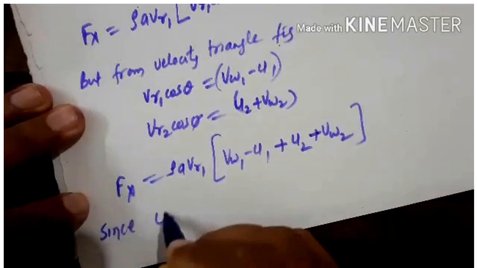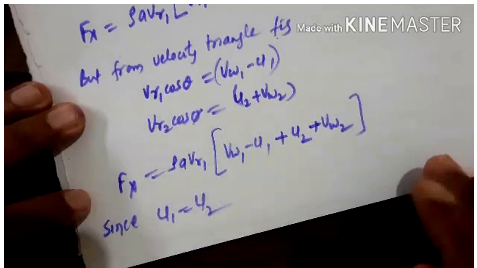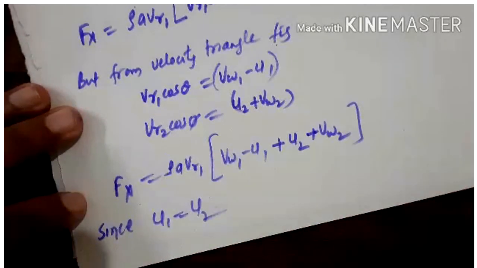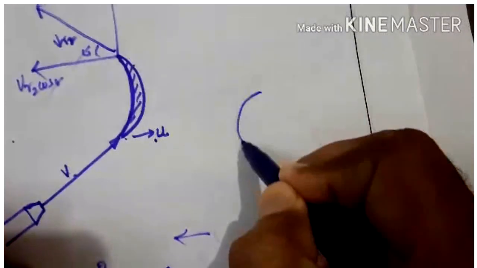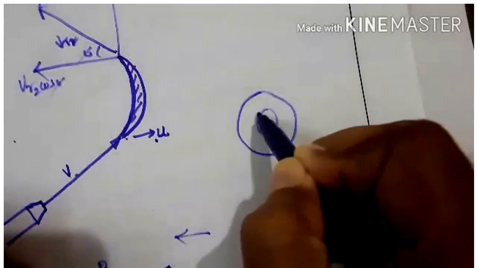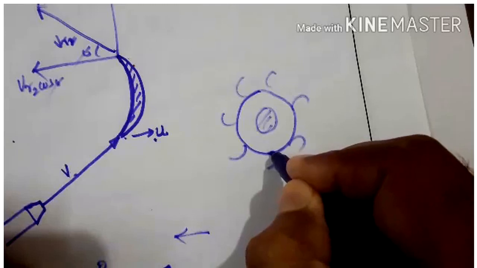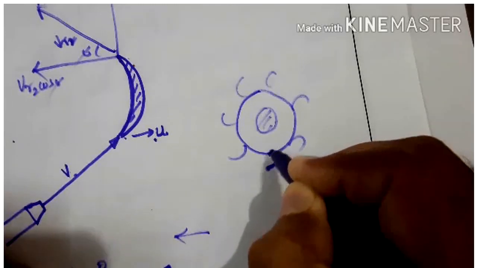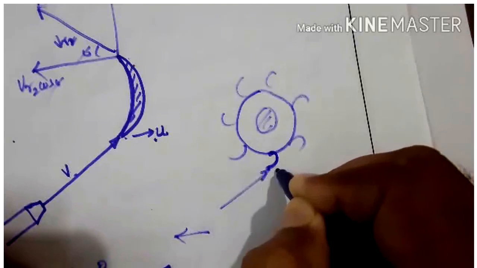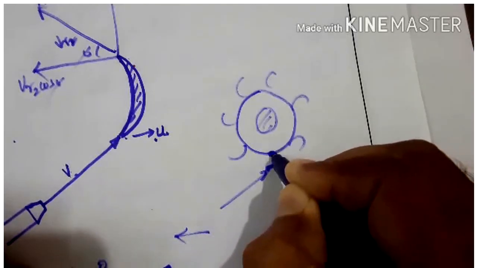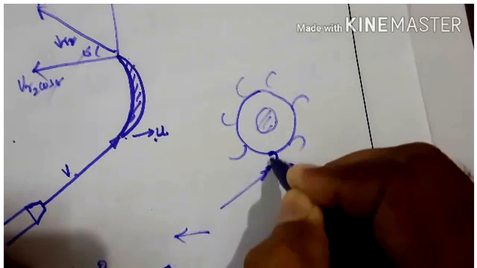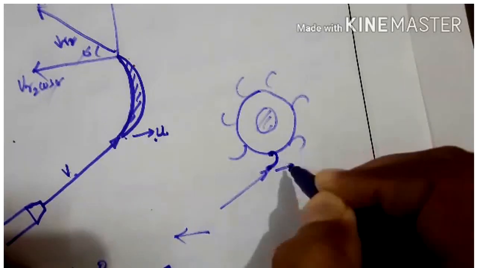Since U1 equal to U2, if you take the velocity of the blade at inlet as well as at outlet, so this is the disc or the impeller, this is the shaft, and it consists of blades like this. If you take one blade, this is the inlet and this is the outlet. When the jet strikes this one, it moves forward, and along with this, this end also moves forward. So both the velocities are the same, at this end as well as this end.